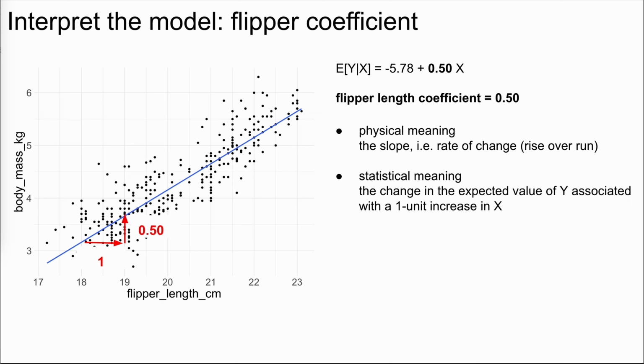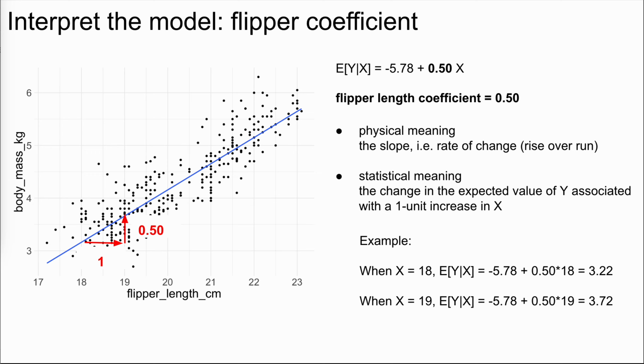Connecting this back to our statistical setting, the slope measures the change in the expected or average value of y associated with a 1 unit increase in x. For example, when x equals 18, we expect y to be 3.22. Now, if we increase x by 1 unit from 18 to 19, and then plug 19 into our model formula, then we expect y to be 3.72. That is, when we increase x by 1 unit here, the expected outcome of y increases by 0.5, the value of our slope.